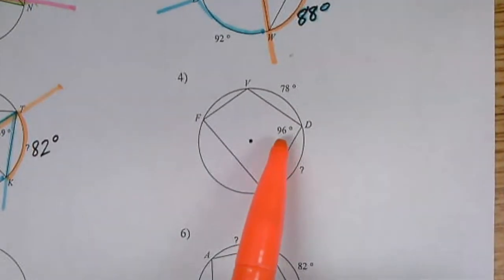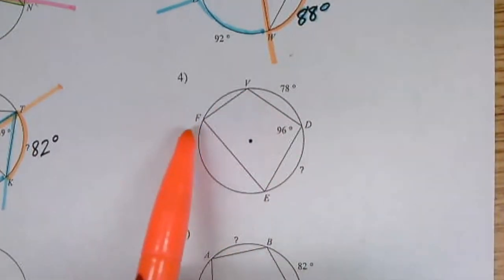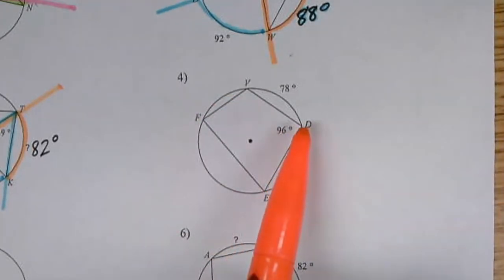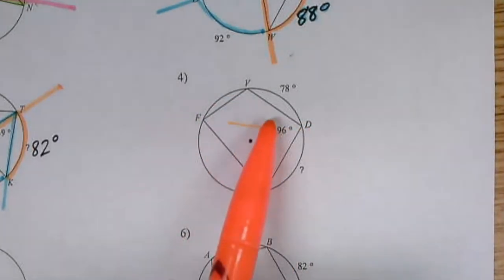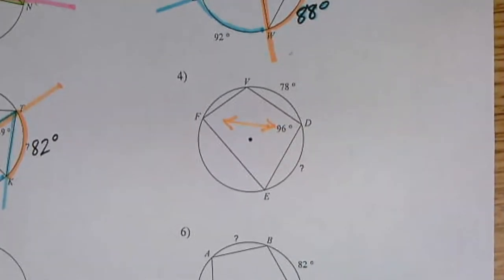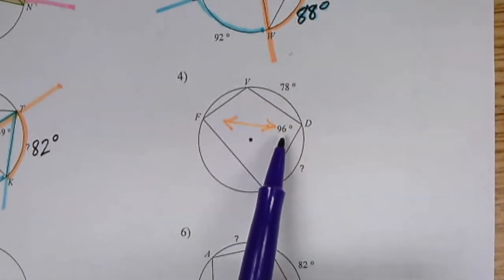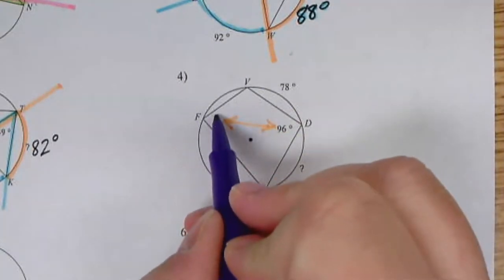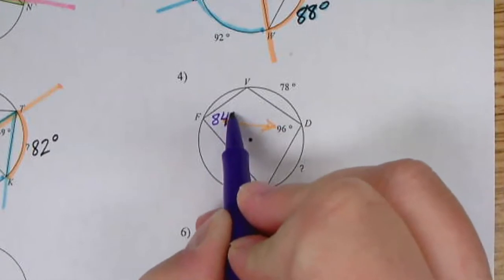My first thing I see here is that I have a quadrilateral. It's 4-sided, and it's in a circle, which means that opposite angles, F and D, or V and E, but opposite angles have to add up to 180. They have to be supplementary. The reason I mentioned F and D is because I don't really know angle V or angle E, but I do know angle D. So since this is 96, I can say 180 minus 96 and know that this angle is 84.